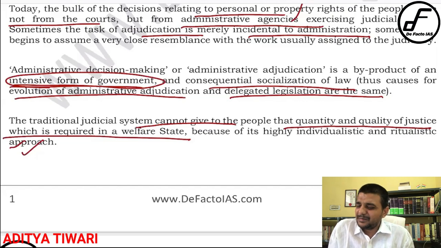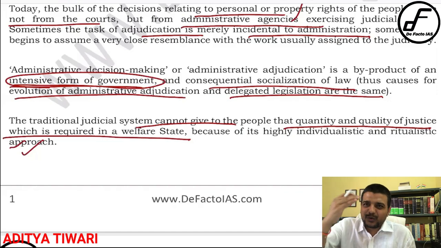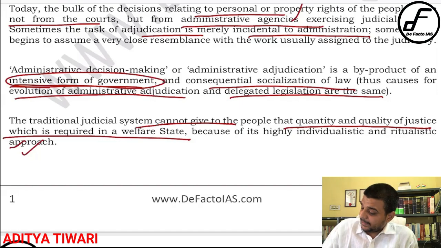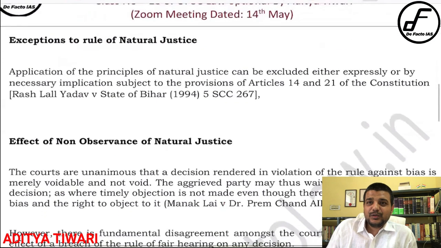But one thing in administrative machinery is okay: suppose you are a contractor and a payment has to be released from a government department and they are not releasing it in a certain time frame. Then you can file a writ petition, at least a mandamus, to compel them to give you the payment. So with administrative machinery, you at least have one more solution if something is not being done. That is one thing you should keep in mind, quite interesting actually. Then, exception to the rule of natural justice.